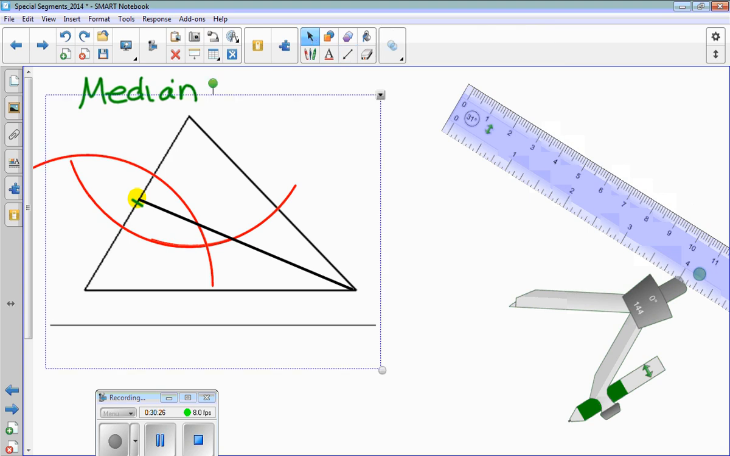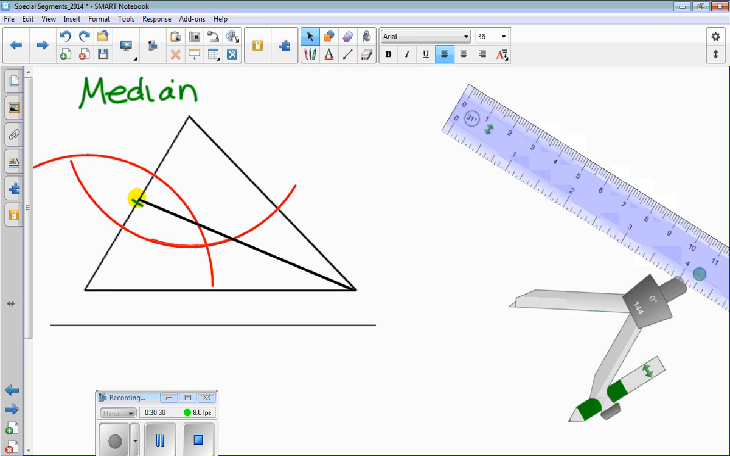I'm trying to get right to that midpoint. Exactly the midpoint. So from the midpoint to the opposite vertex, that is a median. Okay?